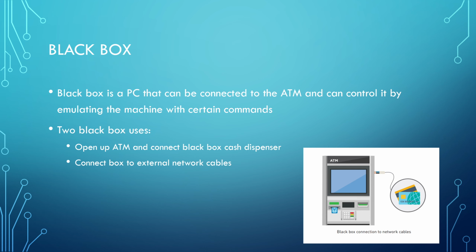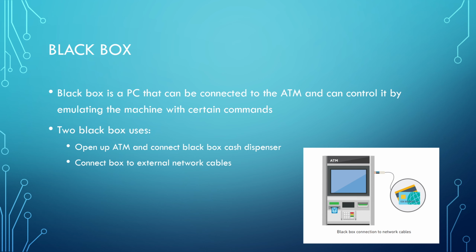So in the first case, the black box is connected to the cash dispenser via a USB connection, and the cash dispenser has to be opened up, so the ATM has to be opened up physically. And then once the black box is connected to the cash dispenser, obviously the hacker can dispense as much cash as they want because they have direct control of the cash dispenser.